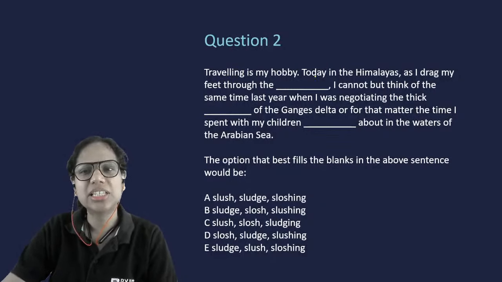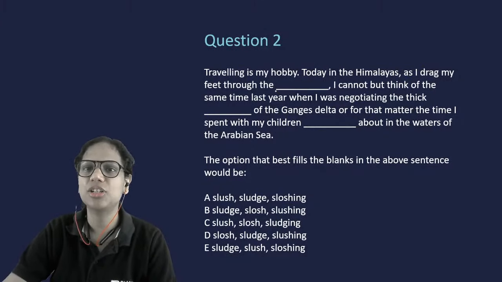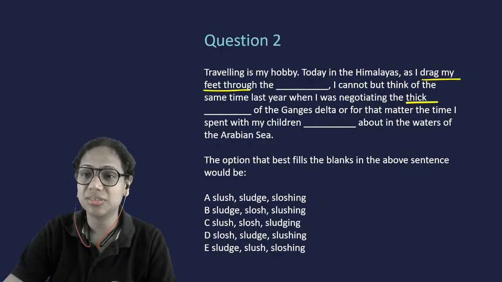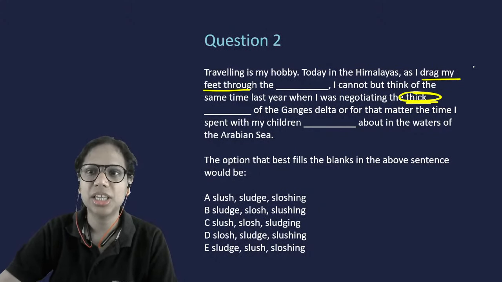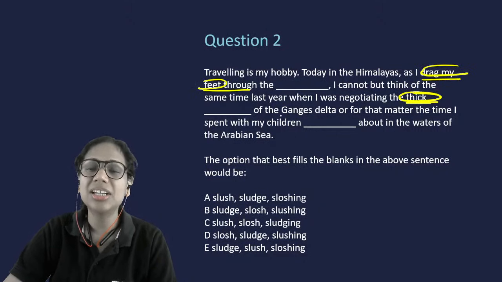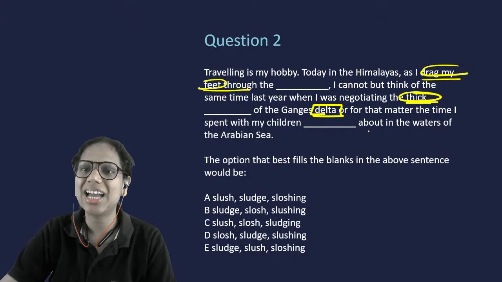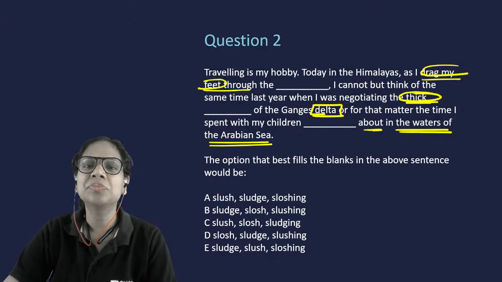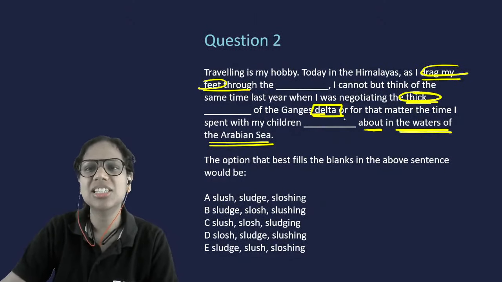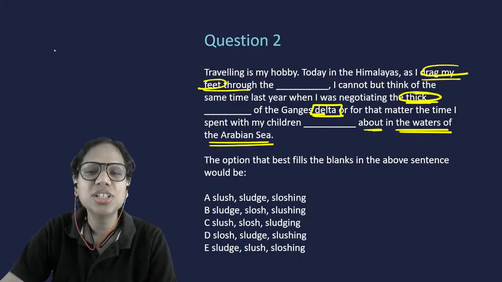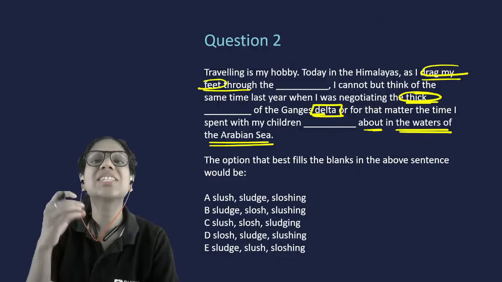Okay. So traveling is my hobby. Today in the Himalayas, as I drag my feet through the dash, I cannot but think of the same time last year when I was negotiating the thick dash of the Ganges Delta. Or for that matter, the time I spent with my children dash about in the waters of the Arabian Sea. So you are dragging your feet through something; pay attention to this word thick. Dash about in the waters: what do you do? You play in the waters, right? That's what this person is reminiscing. So the word for this is sloshing about or splashing water.